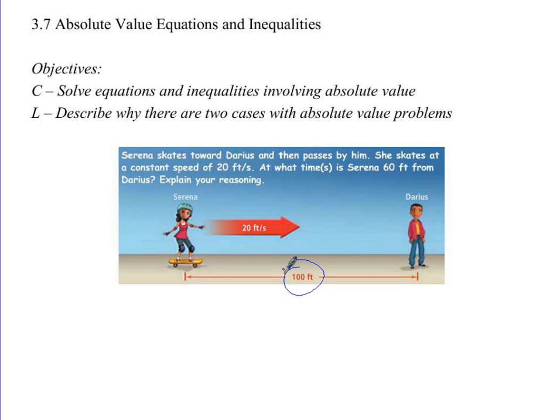2 seconds. In 2 seconds she goes how far? 40 feet. So that means she has gone 40 feet. There's 60 feet remaining. So 2 seconds gets her to 60 feet away from Darius. Is that the only time she'll be 60 feet away from him if she keeps going? No? You're right. But why?